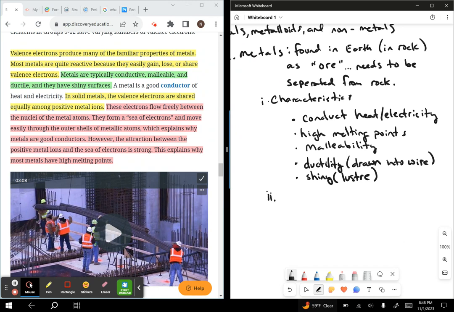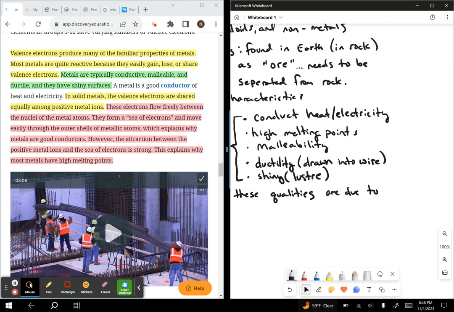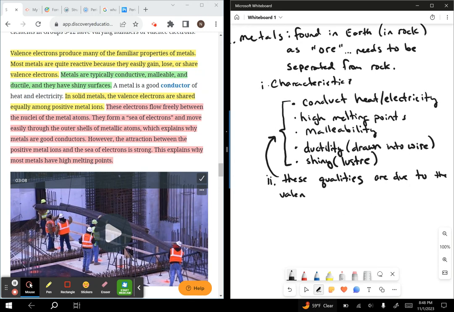Valence electrons produce many of the familiar properties of metals. Most metals are quite reactive because they easily gain, lose, or share valence electrons. Okay, so maybe we should say these qualities are due to the valence electrons.